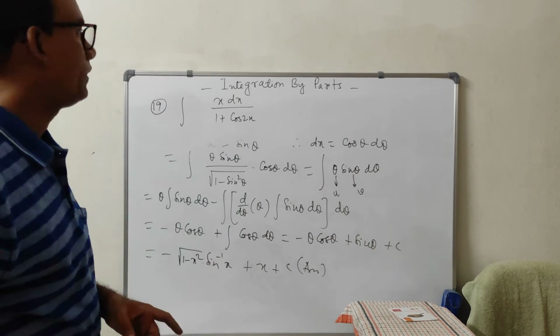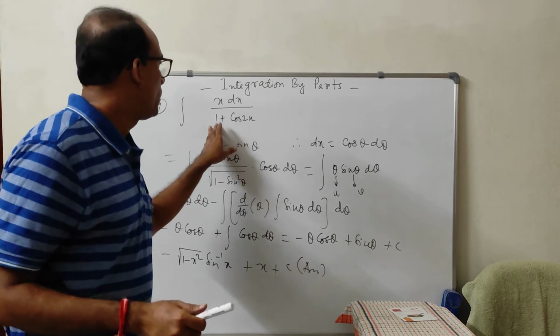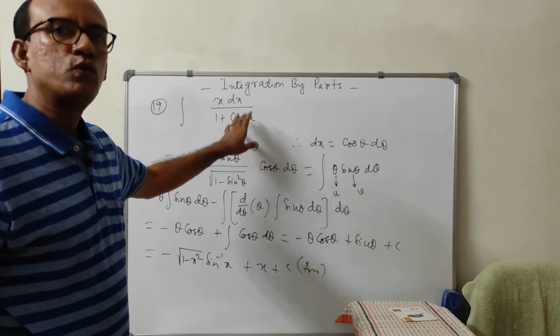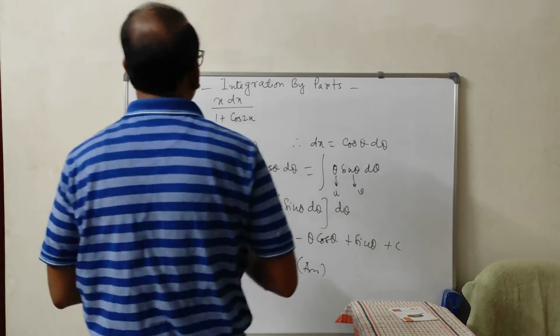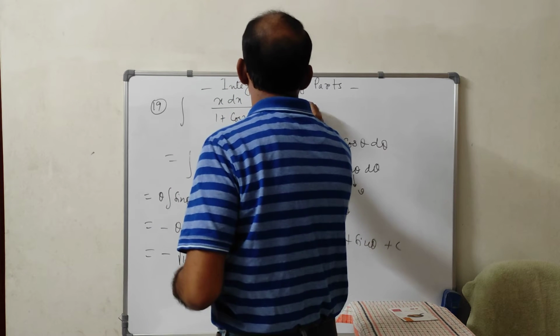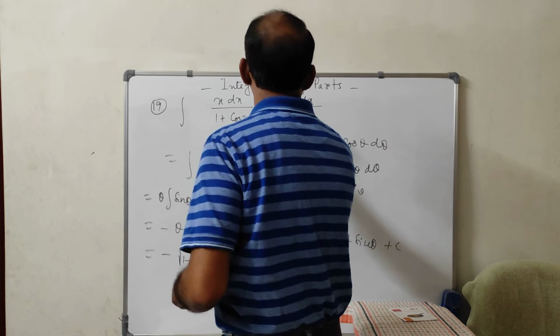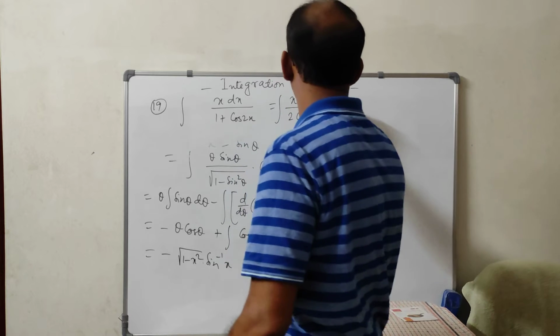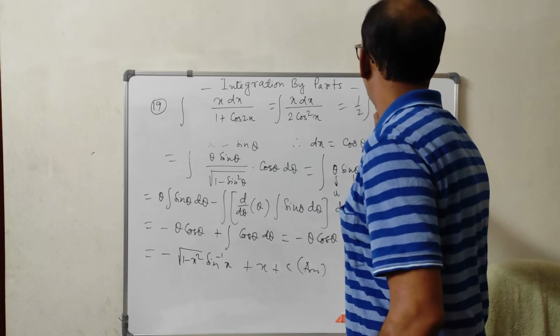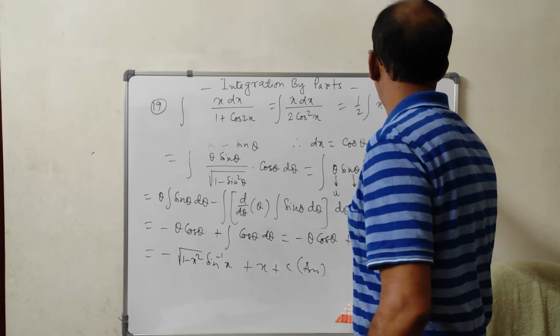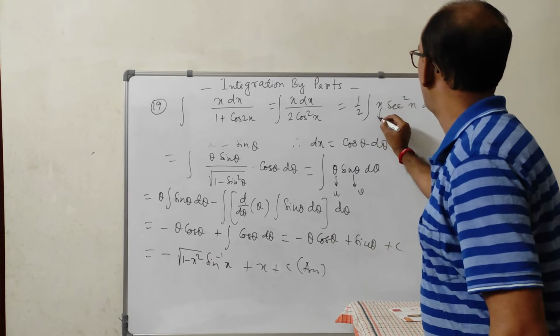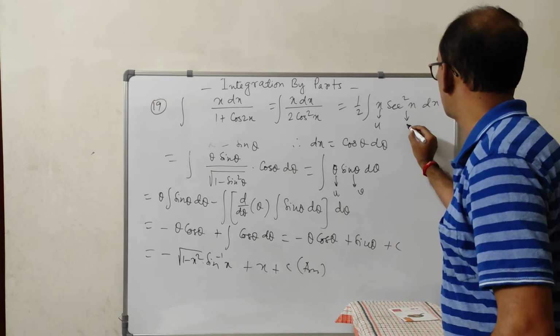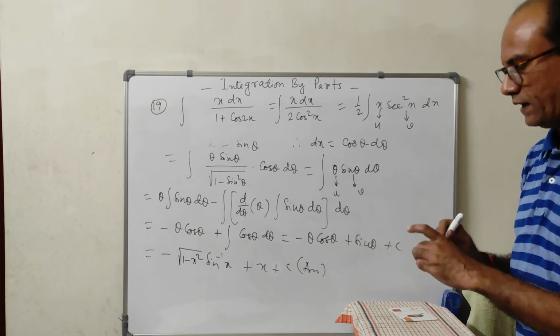And you know very well, there is a formula in trigonometry, 1 plus cos 2x is 2 cos square x. So just put that formula here, x dx by 2 cos square x. So half integration x sec square x dx. Now take this as first function and this as second function v. Okay?